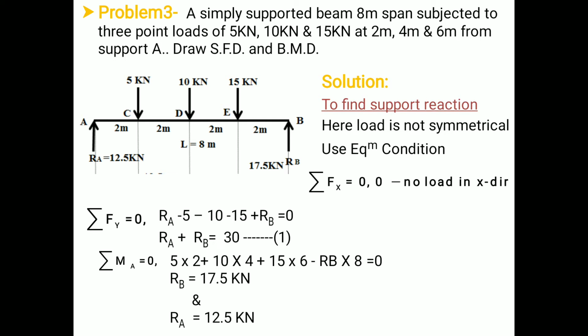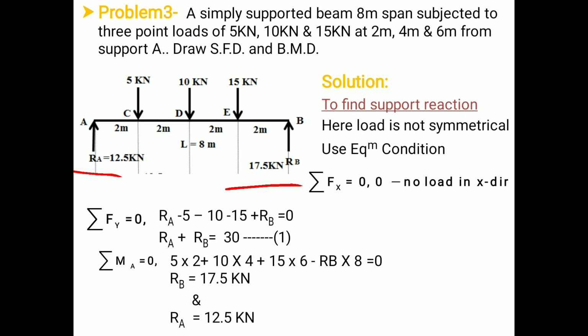We have a simply supported beam AB and it is subjected to 3 point loads of magnitude 5 kN, 10 kN and 15 kN which are acting at points C, D and E. So these forces will act as shear force. So we are going to solve the given numerical. Remember that first of all we have to find out the support reactions, that is RA and RB.